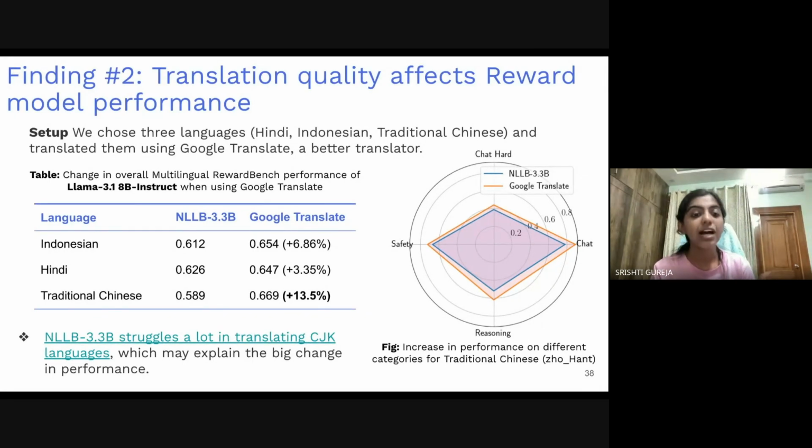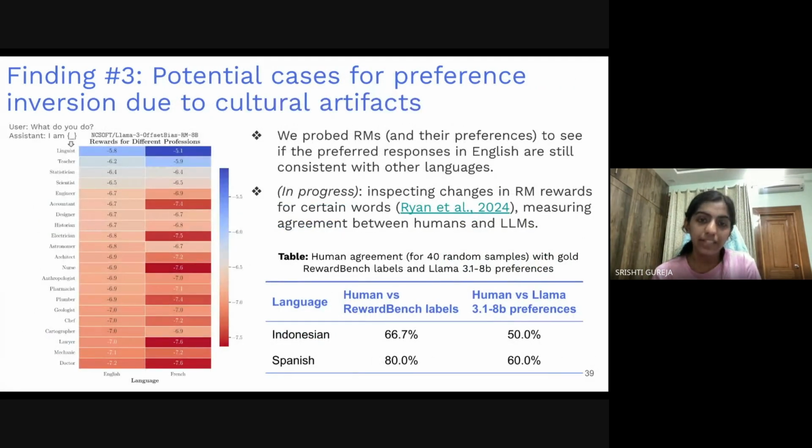And the reason for this is actually known. The reason is that the NLLB model isn't really good at translating to CJK, which is Chinese, Japanese, and Korean. And that is what we also find. So next slide. It shows our third finding, which is also an interesting experiment that we did.